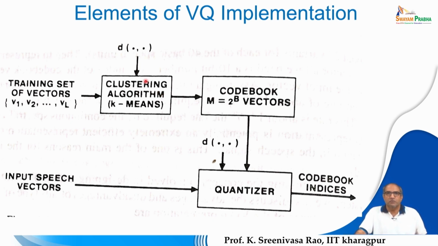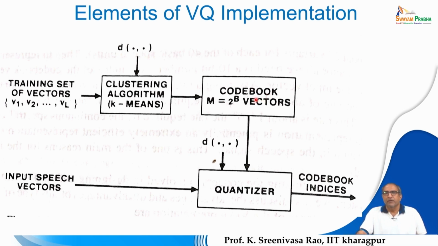How do we do that? After you cluster the data, for each cluster you compute the centroid. Those centroids of the clusters can be formed as the entries of a code book, or the code words of a code book. So that way the code book is developed.